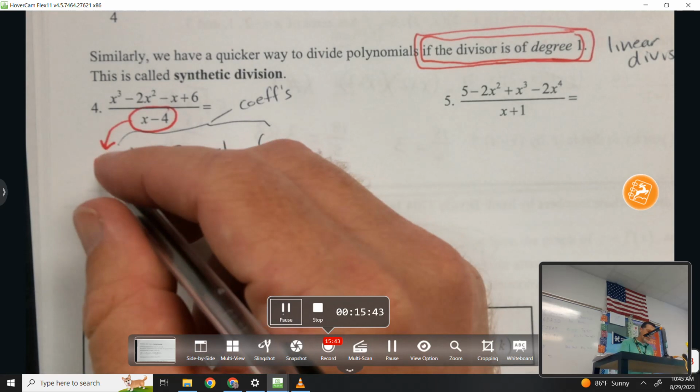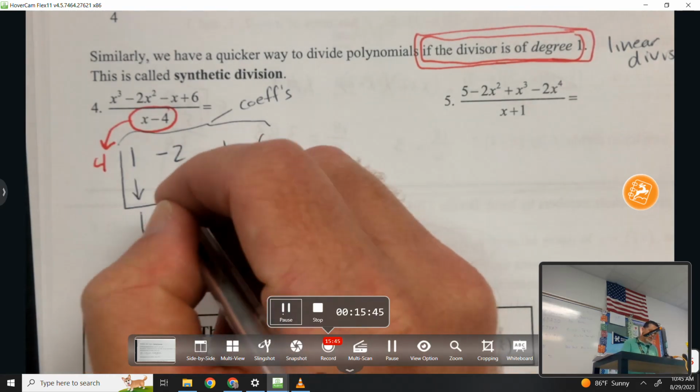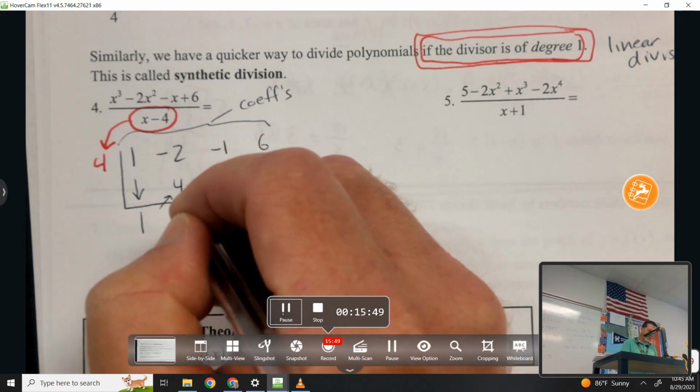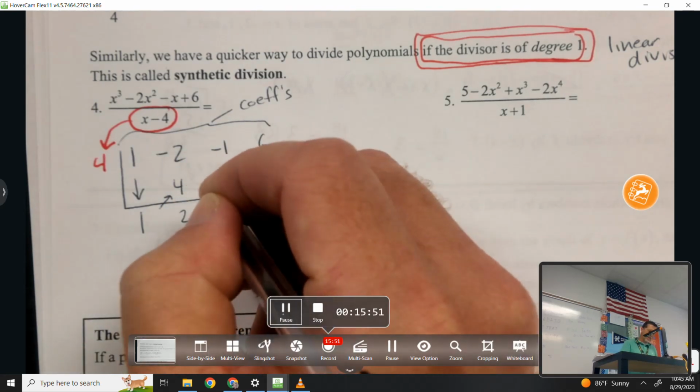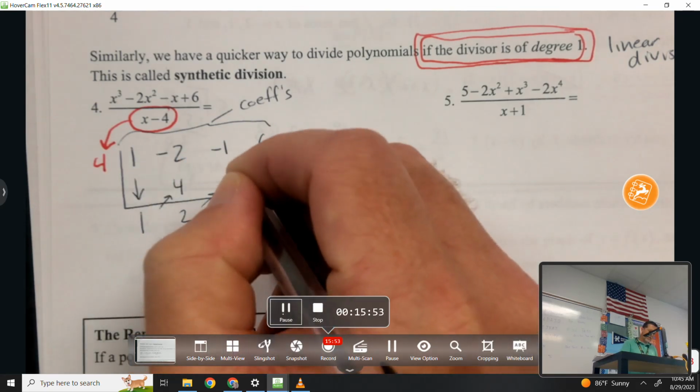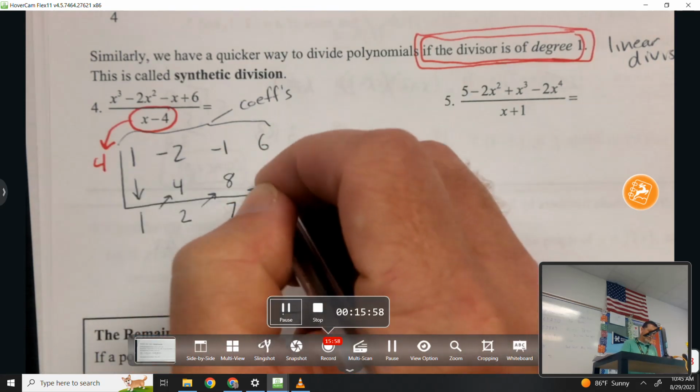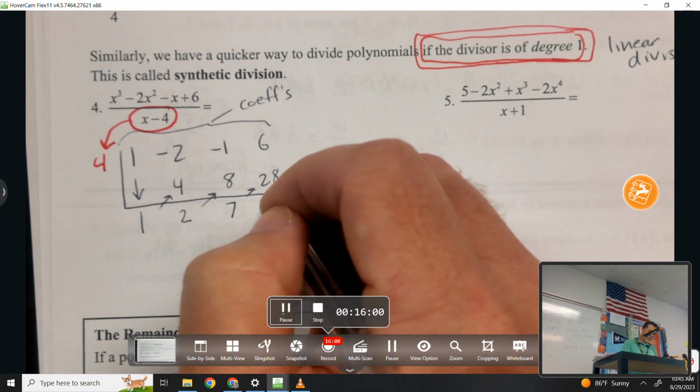Multiply that by 4. 4 times 1 is 4. Negative 2 plus 4 is 2. 4 times 2 is 8. Negative 1 plus 8 is 7. 4 times 7 is 28. 6 plus 28 is 34.